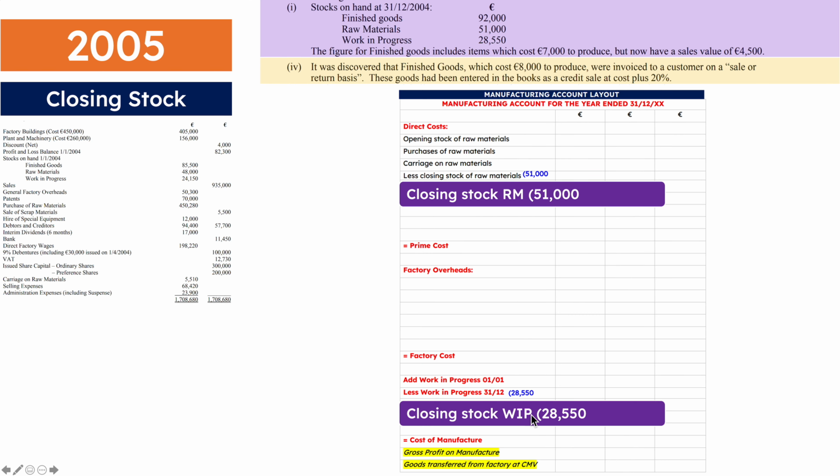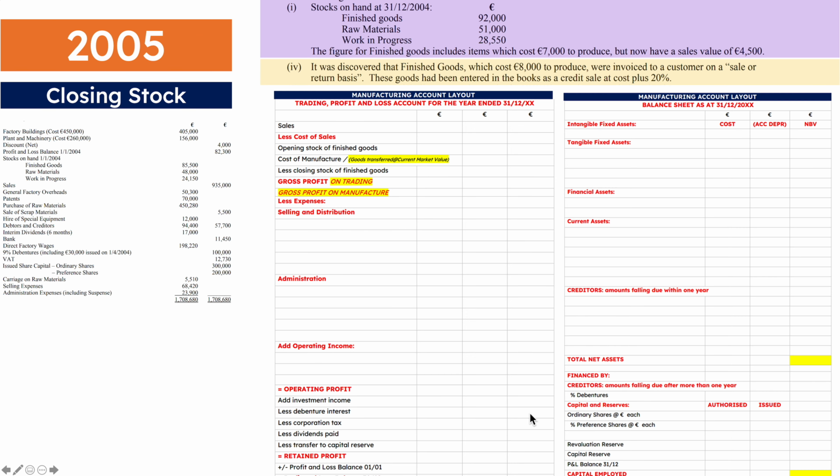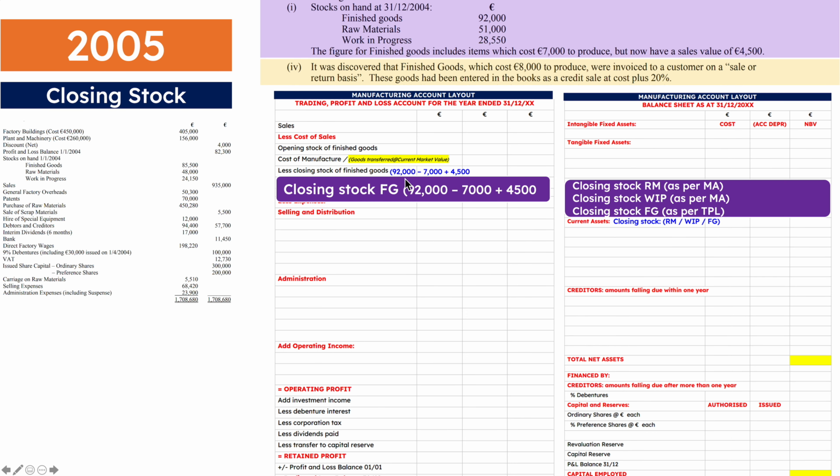you're just throwing the raw materials and work in progress in the manufacturing account, and then you're throwing the finished goods into the trading profit and loss, and you are accounting for the 7,000 being reduced to 4,500, so minus 7,000 plus 4,500, and you're putting all three types of closing stock into the current assets. And like the last manufacturing account, I said they didn't mention 31st to the 12th in this, which was a bit shoddy. It's a bit bad, but they have started to do that.